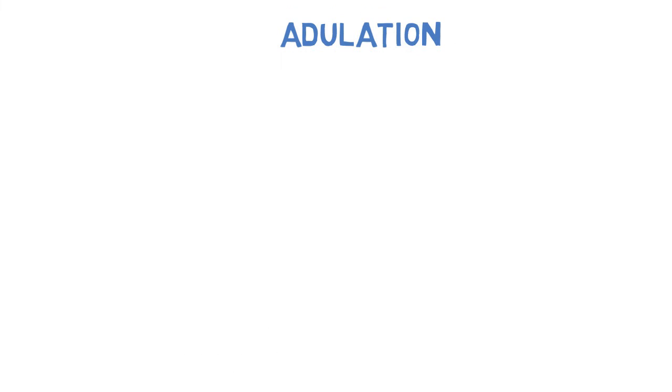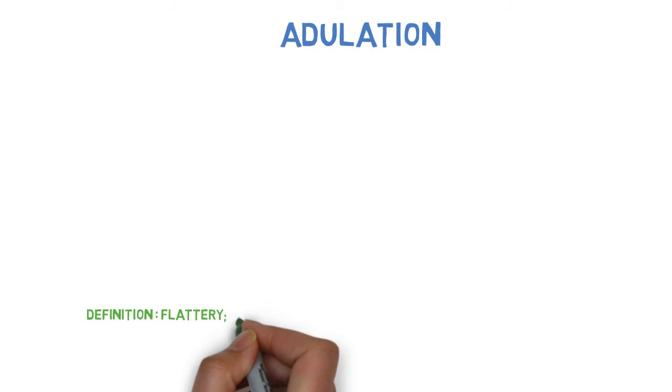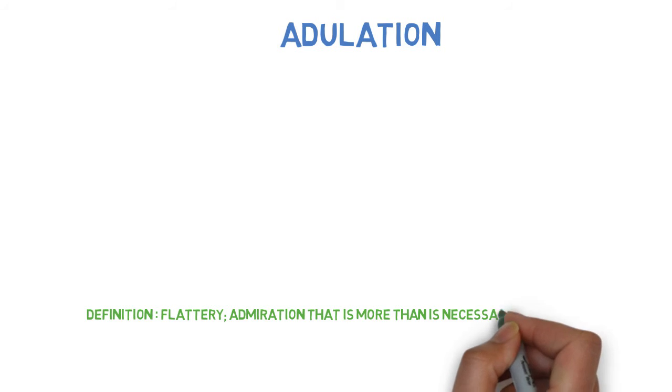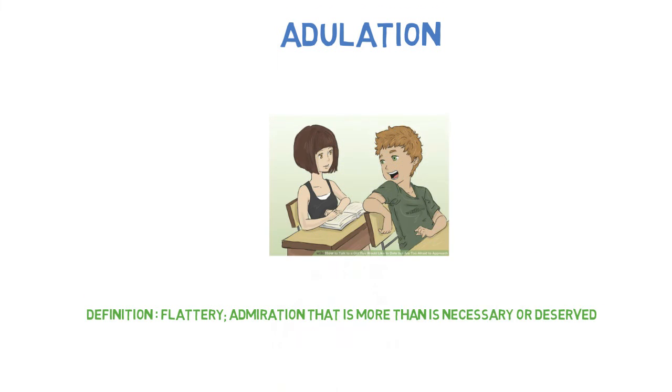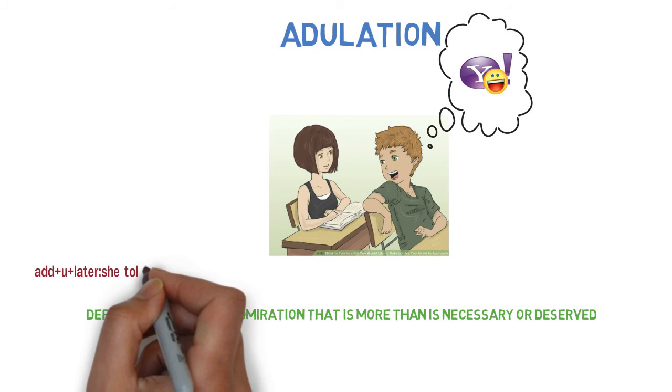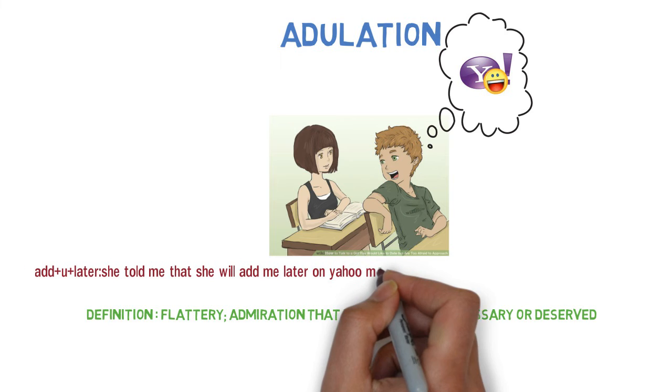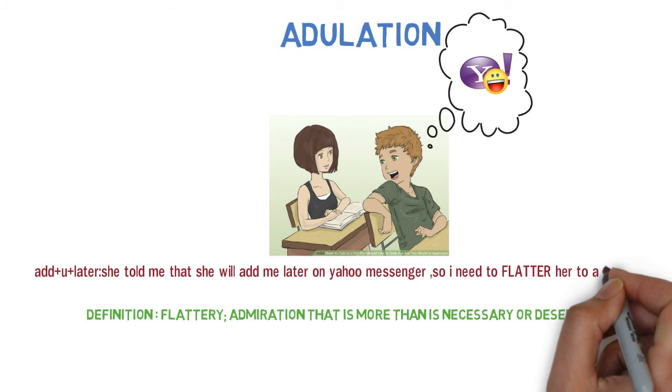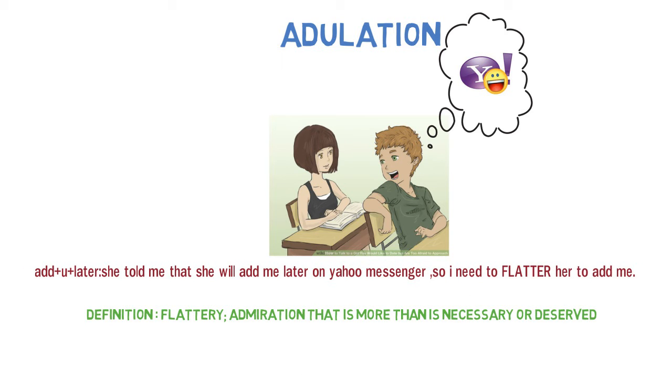Now adulation. Definition of adulation is flattery, admiration that is more than is necessary or deserved. In Hindi we can say makhan marna ya chaplusi karna. Okay, and the mnemonic which we can use here is add plus you plus later. She told me that she will add me later on Yahoo Messenger, so I need to flatter her to add me. Okay, you can relate adulation with add you later, meaning the girl is saying that she will add him later, so the person needs to flatter her more so that she will add him on Yahoo Messenger.